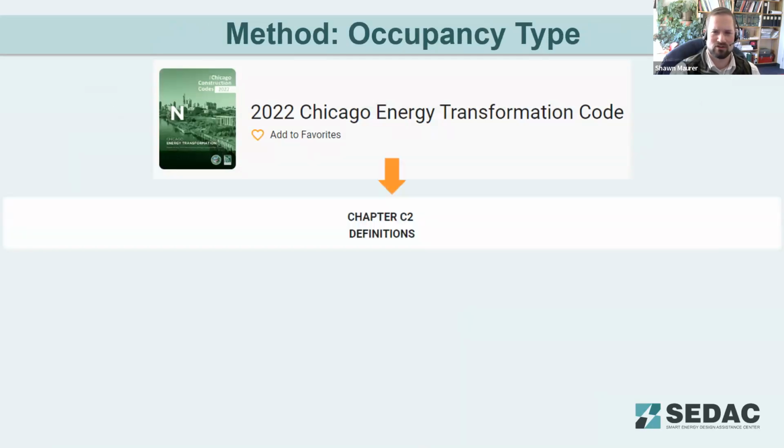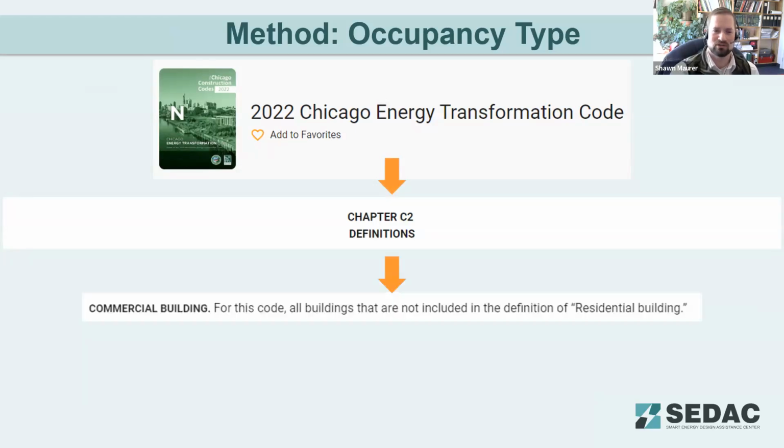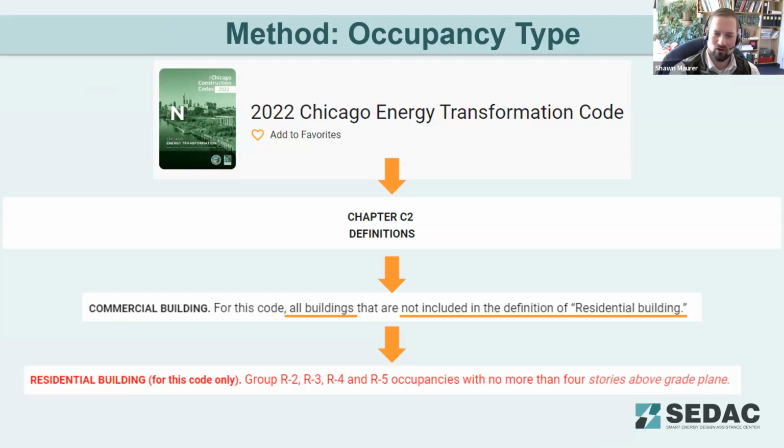And so as we go through the Energy Transformation Code, we go into the definitions to figure out what is a residential building versus what is a commercial building. So a commercial building is anything that is not meeting the definition of a residential building. So then we need to keep going through to find that residential building requirement. And for a residential building in this code, it's a group R2, R3, R4, or R5 occupancy with no more than 4 stories above grade plane.